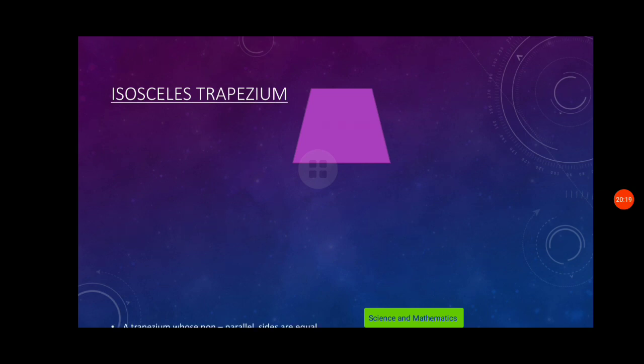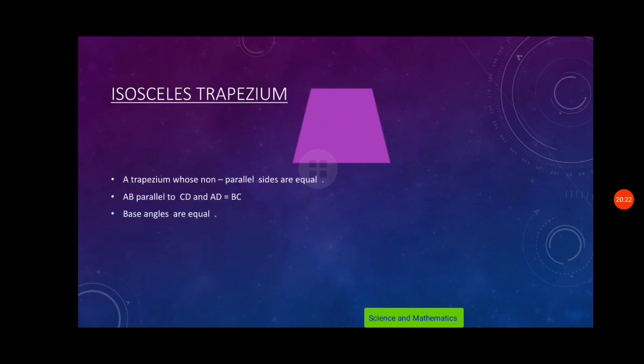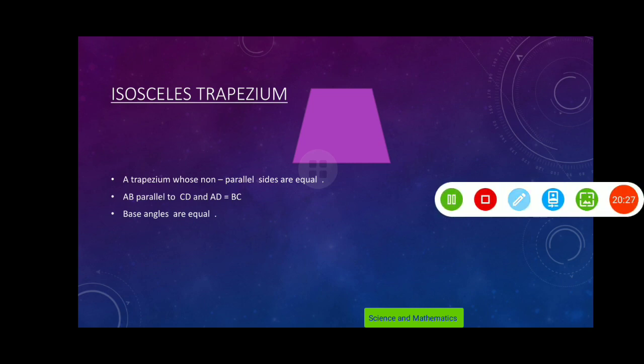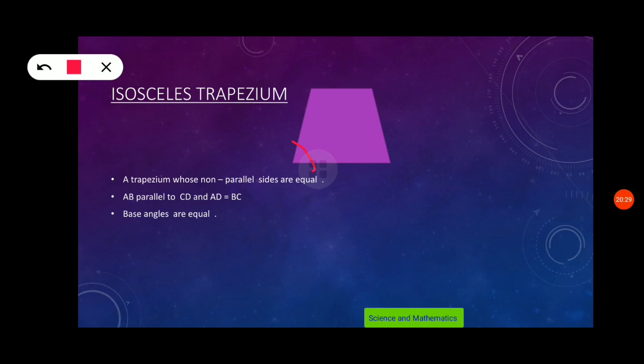Non-parallel sides are equal, and AB is parallel to CD, as I have already mentioned. Then here come the base angles. Everyone, the base angles, like this angle and this angle, are always equal in an isosceles trapezium. The base angles are always equal, and the diagonals are also equal in an isosceles trapezium.